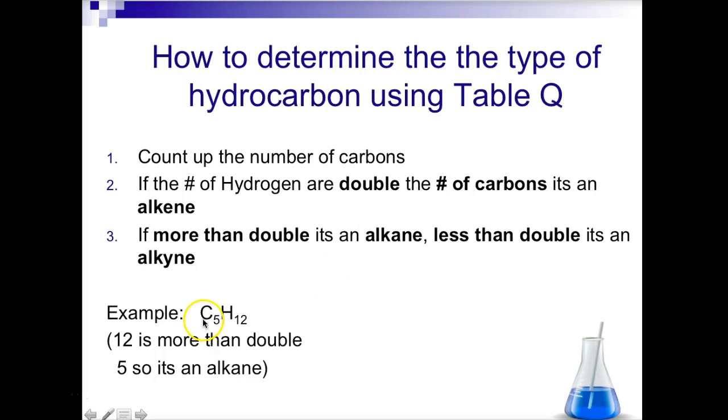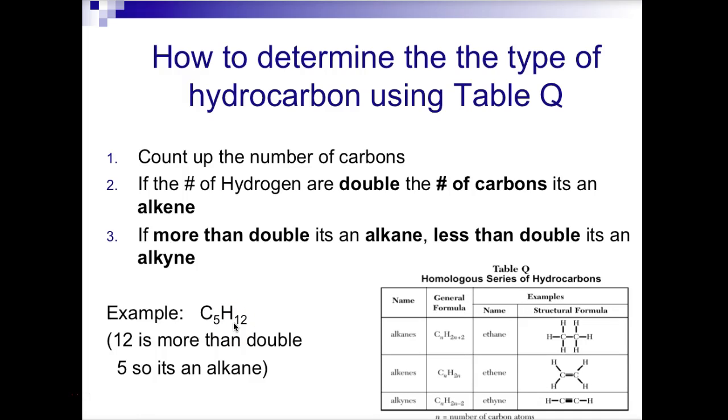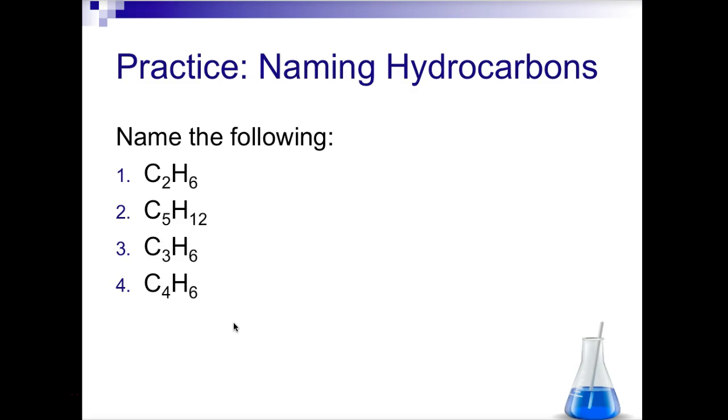So when we look at this, we have C5H12. 12 is more than double 5. So that means it has to be an alkane. So you're going to name it with an ANE at the end. Okay? So let's look at some of these practice problems. So pause the video and unpause when you're ready.